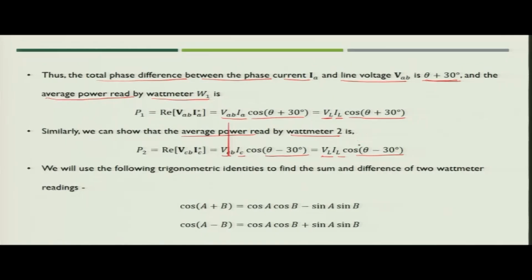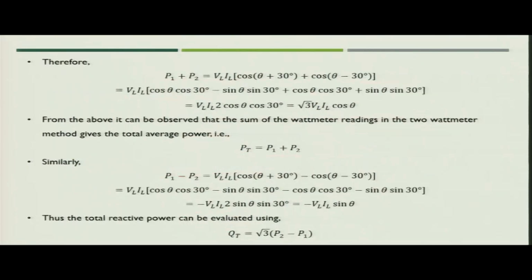Now, to find the value of P1 plus P2, we will use the following trigonometric identities: cos(A plus B) is nothing but cos A cos B minus sin A sin B, and cos(A minus B) is nothing but cos A cos B plus sin A sin B. We will use these two formulas to find the total power, that is P1 plus P2. If you rearrange the values, P1 plus P2 is VL into IL times cos(theta plus 30) plus cos(theta minus 30).